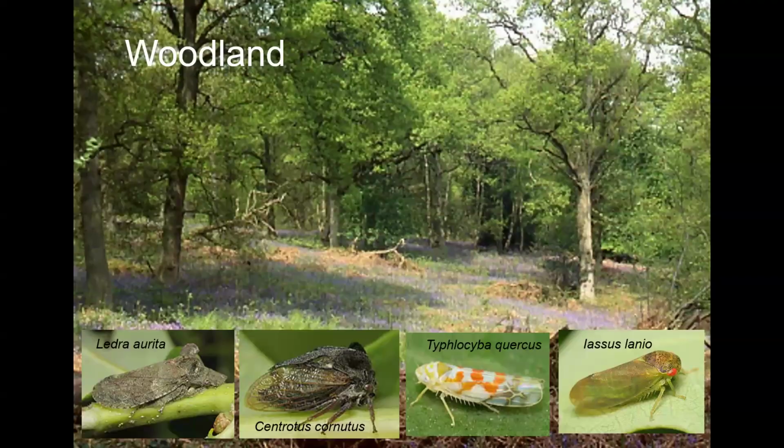Woodlands, obviously very important for the tree-feeding species. We've mentioned Ledra and Centrotus already. Quite a lot, or the majority, of the typhlocybine genera and species feed on trees. So, for example, Typhlocyba quercus here, this rather colourful little typhlocybine, and some of the larger cicadellids like Iassus as well.